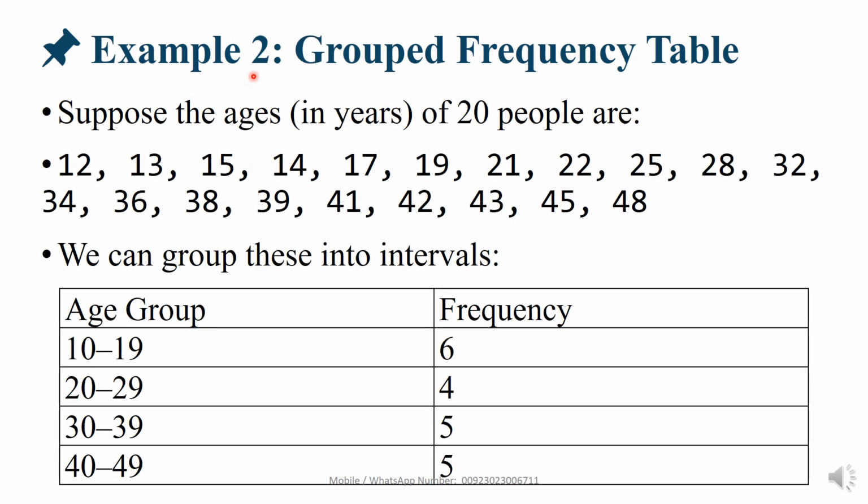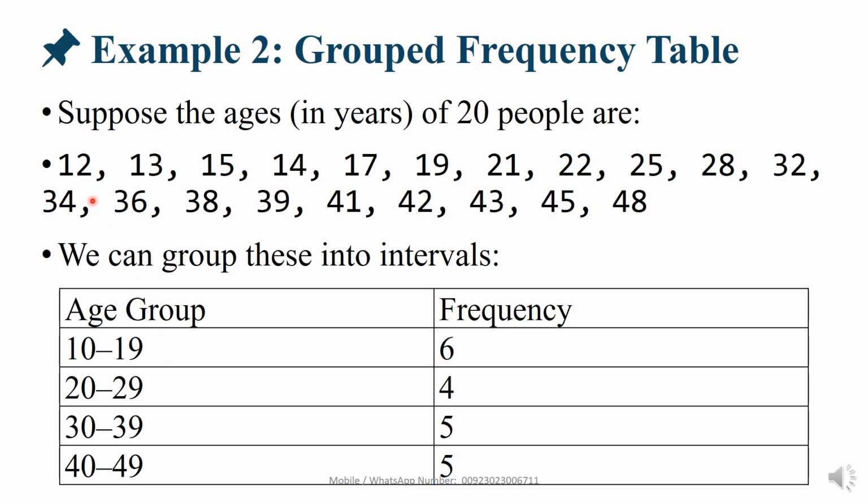Example 2. Grouped frequency table. Suppose the ages in years of 20 people are given. Now the data is given. We can group these into intervals. Age group: we can group these into intervals. It means 10 to 19.